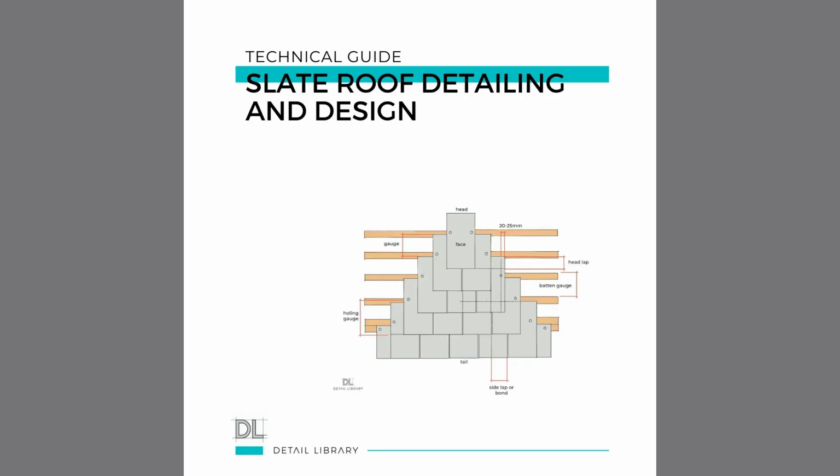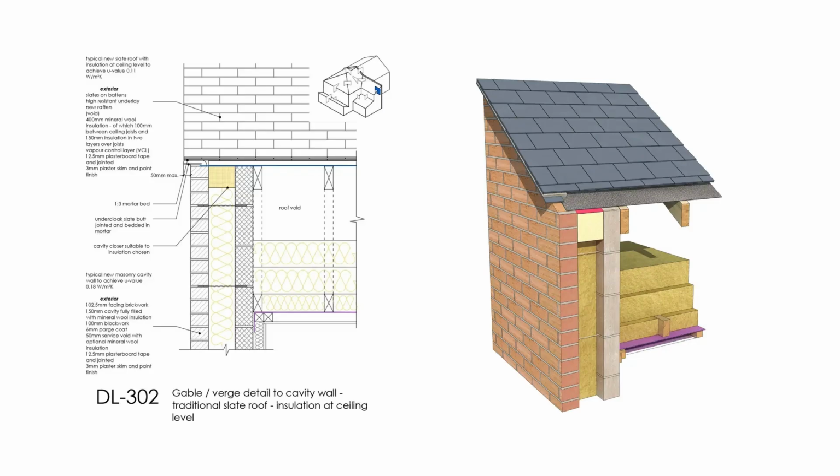So our associated technical guide looks at some of these key junctions in a little bit more detail. So let's get started by taking a look at this slate roof verge. A verge on a pitched roof is the edge of the roof where the slates meet the gable walls. They serve to seal the roof edge and prevent water ingress. Slates can be secured at the edges using things like lead, zinc or GRP flashings, cement mortar or mechanical fixings to secure the slates along the verges. Common issues with roof verges can be slippage, cracking or mortar degradation. Correct installation and regular maintenance can help mitigate these issues. DL302 shows a verge detail to cavity wall with traditional slate roof and insulation at the ceiling level.